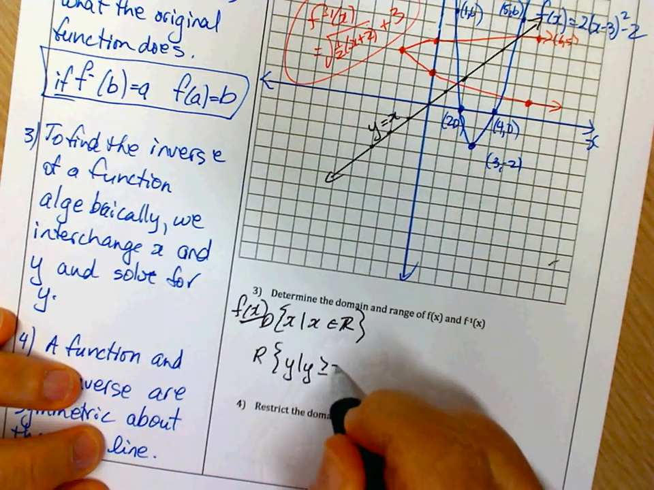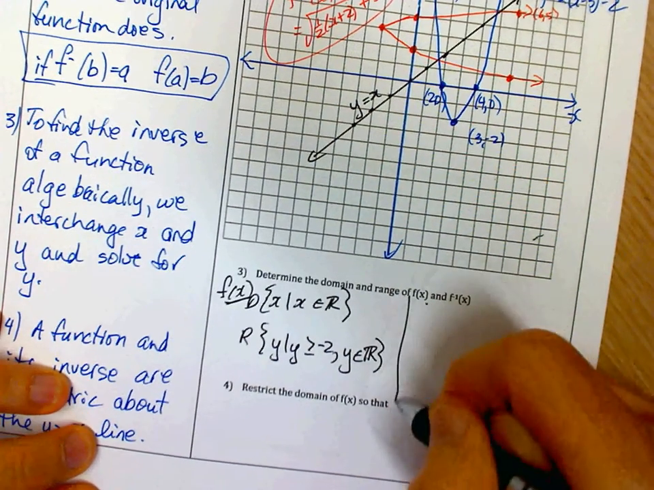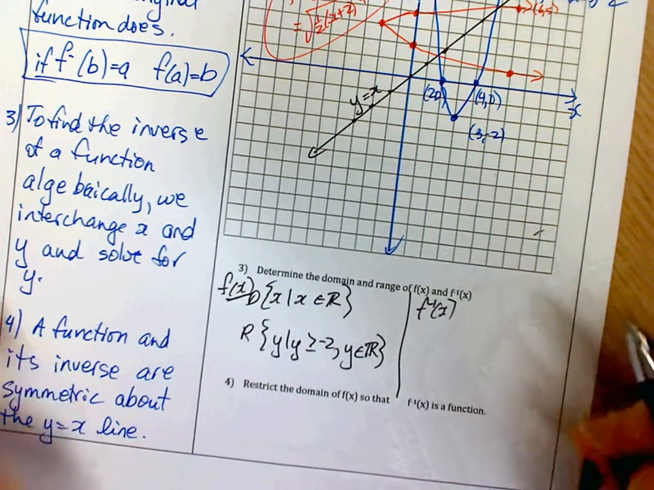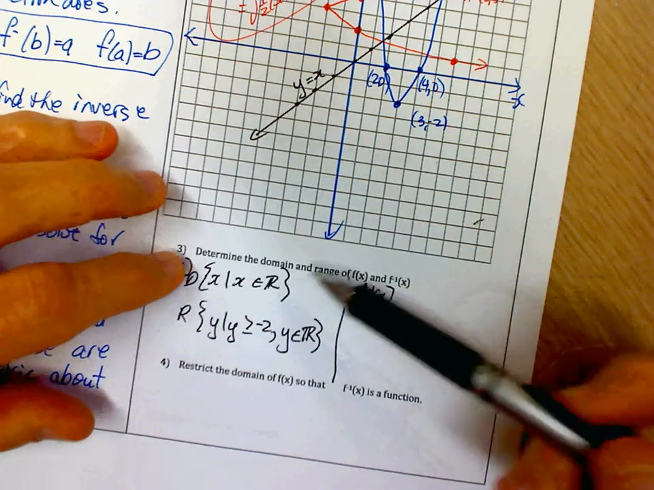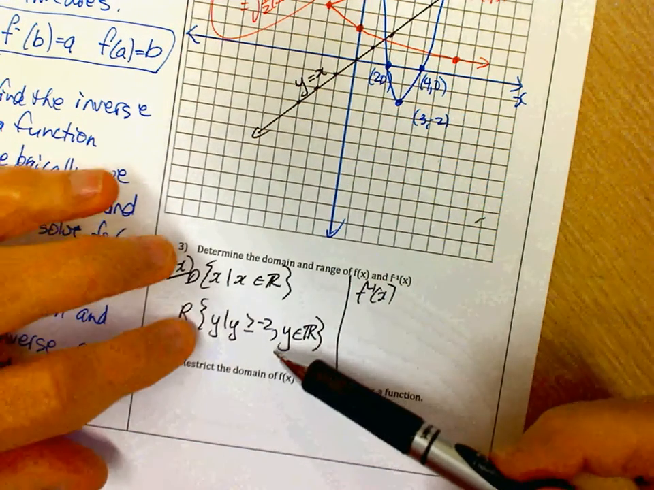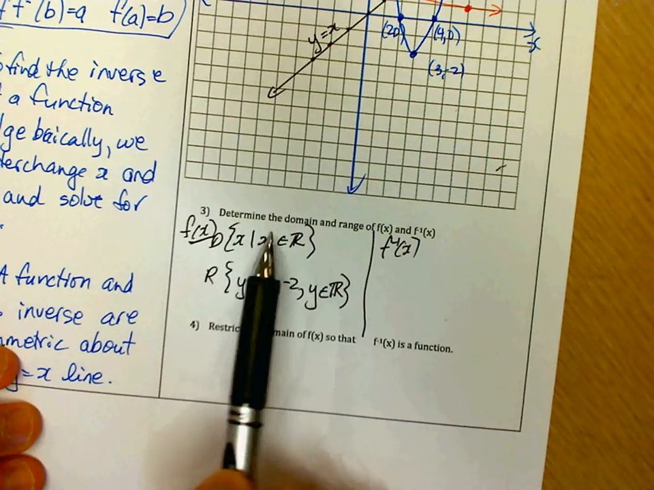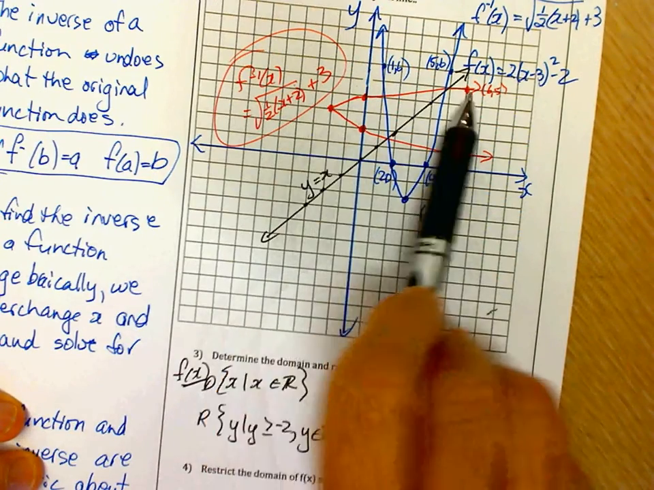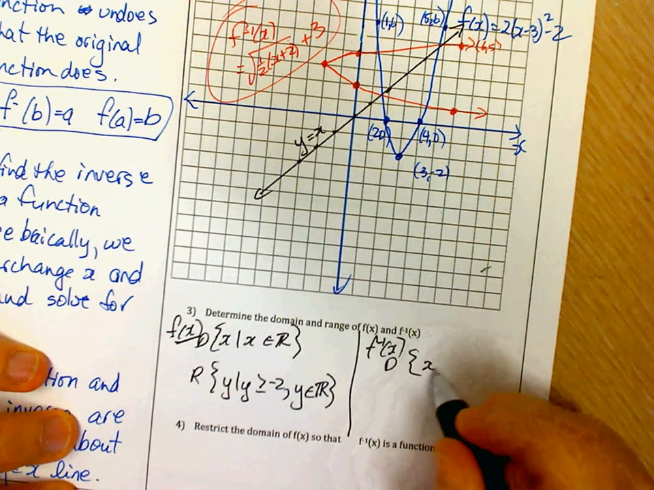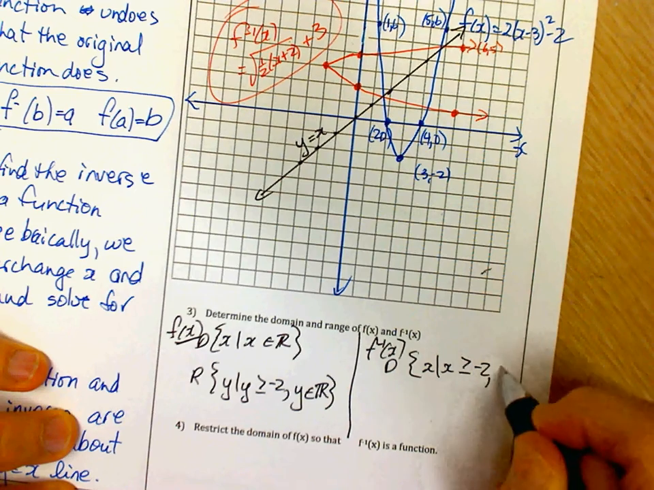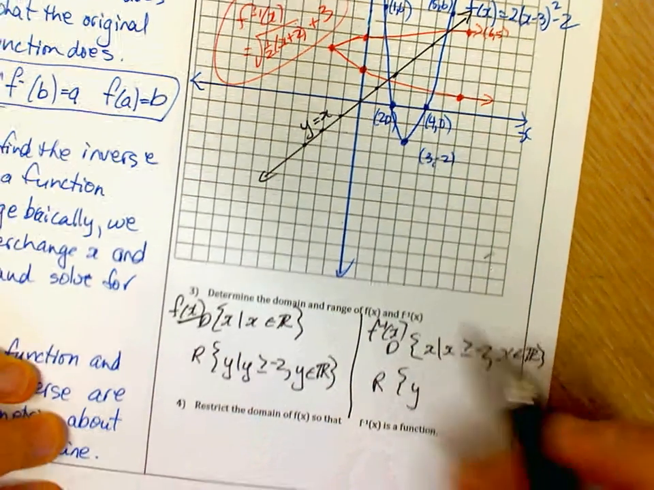Let's do f the inverse. In the inverse, the domain of f of x becomes the range of the inverse, and the range of f of x becomes the domain of the inverse. So we can just pick it off here, or you can look on your graph. Notice x is greater than or equal to negative 2. Domain: x such that x is greater than or equal to negative 2, x is an element of real numbers. Range: here the domain was x could be anything, here the range is y can be anything.